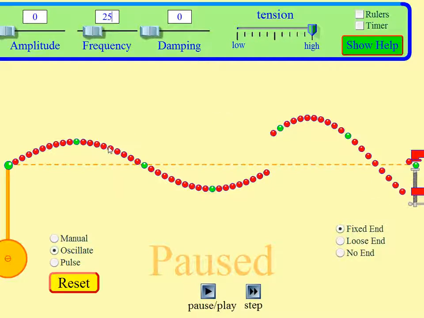Oftentimes we call that initial frequency that you saw the fundamental frequency, or the first harmonic, and it has 1 antinode for the first harmonic. This would be the third harmonic, and there are 3 antinodes. So hopefully you can see the pattern that's going to be forming in terms of the wave structure, the number of antinodes, and how many multiples of the original frequency we've done in order to get to this point.